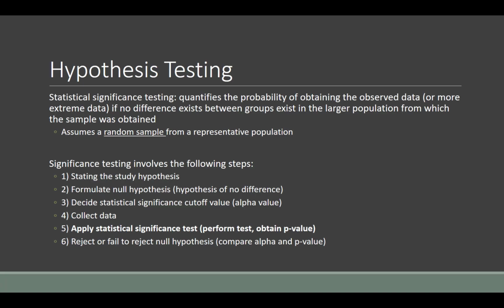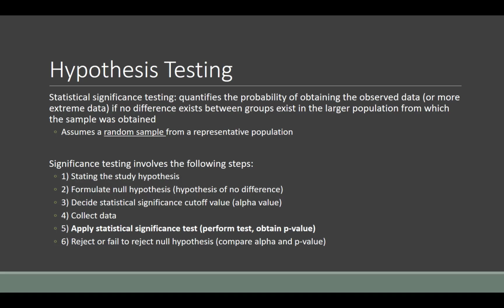Let's put our statistical testing into some context. So we're running statistical tests, remember, under the umbrella of statistical significance testing. So we're trying to quantify the probability of obtaining our observed results, or more extreme results, assuming that no difference exists at baseline between the groups in the larger population from which the sample was obtained. So we're performing an analysis on a random sample from a representative population so that we can use our results to infer certain conclusions about that population.